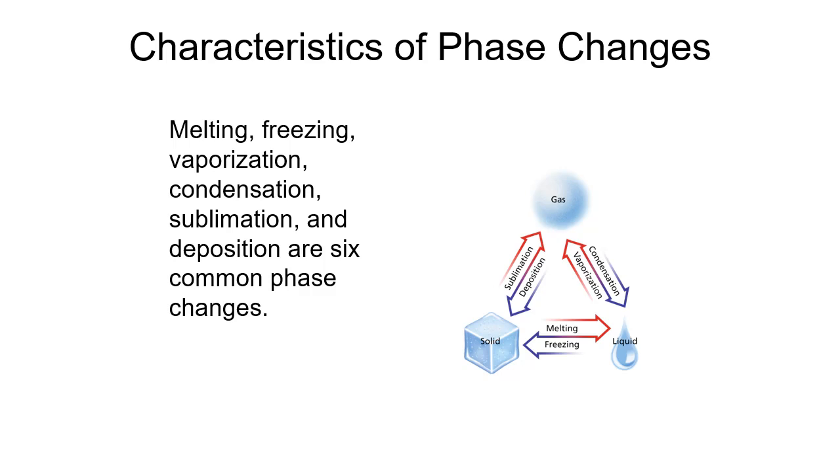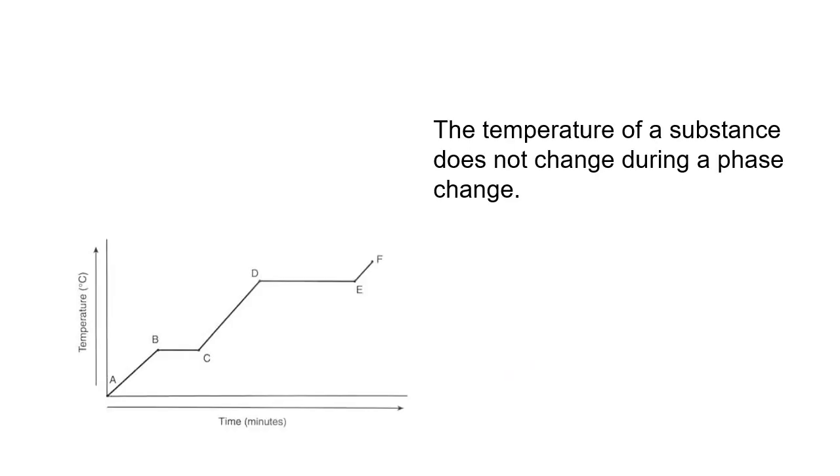All phase changes share certain characteristics related to energy and temperature. What happens to a substance's temperature and a system's energy during a phase change? One way to recognize a phase change is by measuring the temperature of a substance as it is heated or cooled. The temperature of a substance does not change during a phase change.